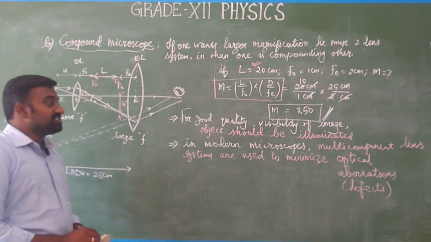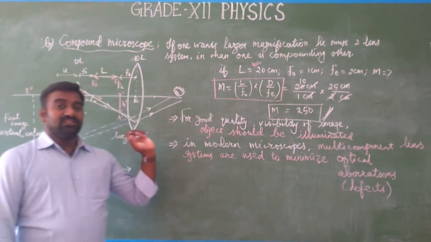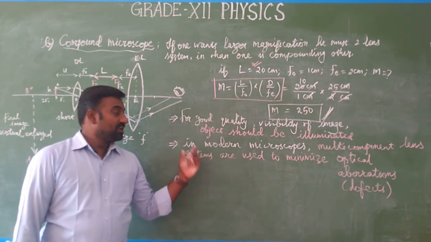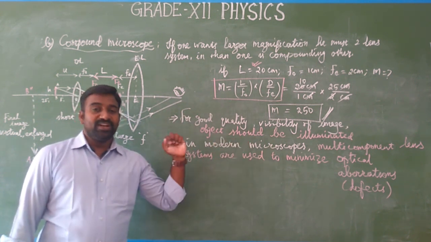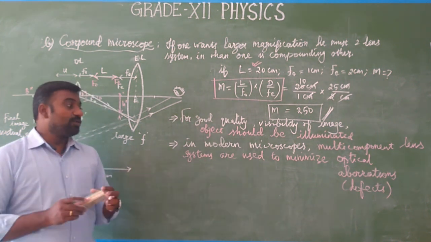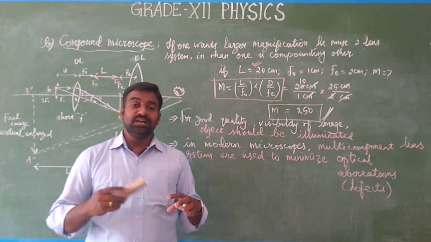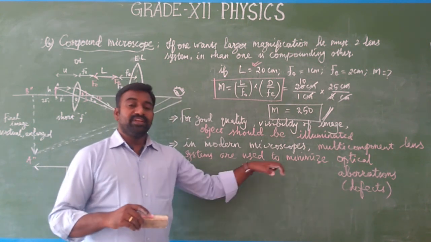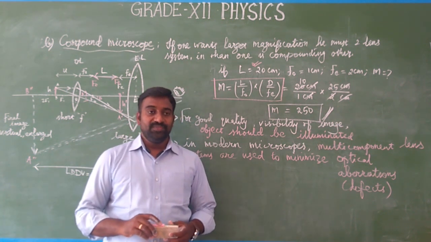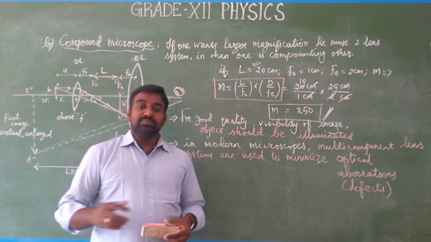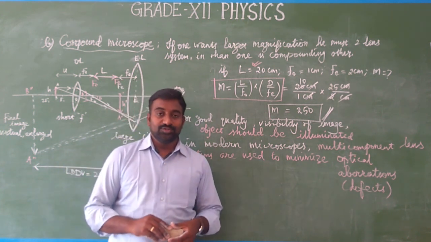There are two limitations in the compound microscope. To get a clear image and a good visible image, the object must be illuminated by a suitable concave mirror. And in modern microscopes, multi-component lens systems are used. Why are we using a multi-component lens system? Because the more lenses you use, the more the optical aberration is minimized. Okay, then we'll get a clearer image. So in the coming class, we are going to study about telescopes and their types.